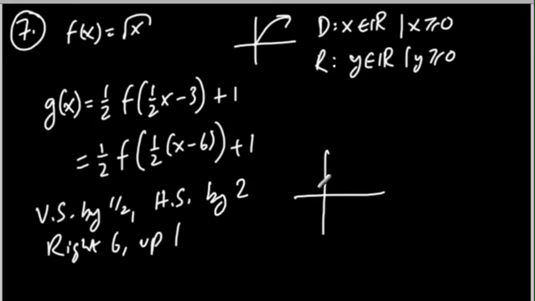So the stretch by half, this is how it normally looks like. There's no reflection, so we don't have to worry about the direction. Stretch by half would just make it stretch by half. It would still be in the same direction, and the horizontal stretch by 2 would make it look further out like this, but still in the same direction. Right 6, so let's say that's 6, up 1, so let's say that's 1. So in other words, it would go basically like this.